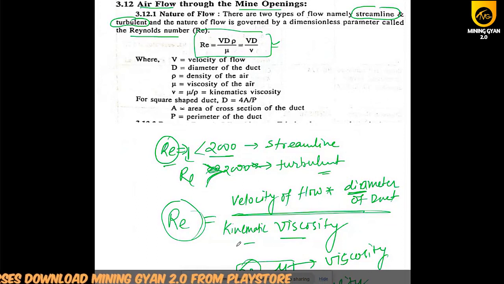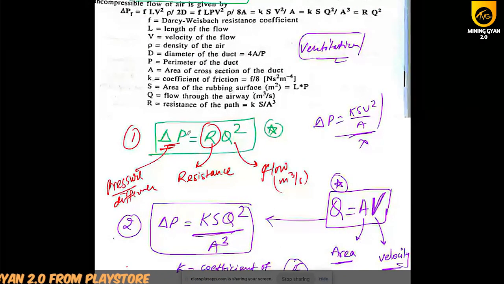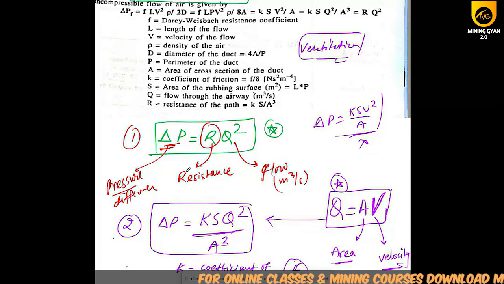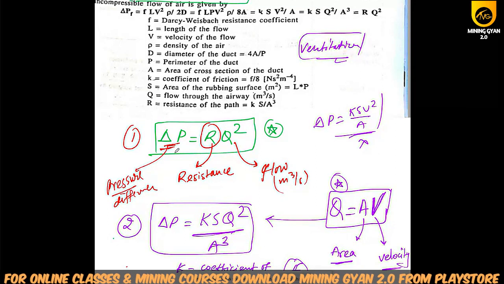Then we have seen the pressure drop in the mines, that is delta P equals R Q square. What is R? Resistance. What is Q? Flow in meter cube per second. Q is A into V, where A is the area and V is the velocity. And delta P is also equal to K S Q square by A cubed. K, I told you, is the coefficient of friction, which is also equal to F by 8.